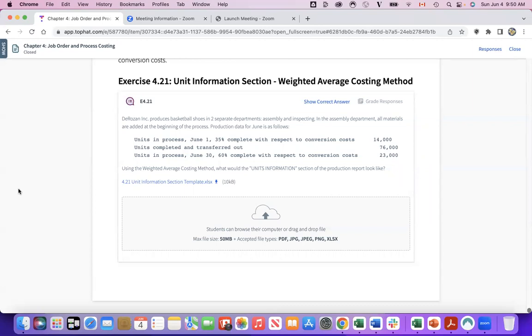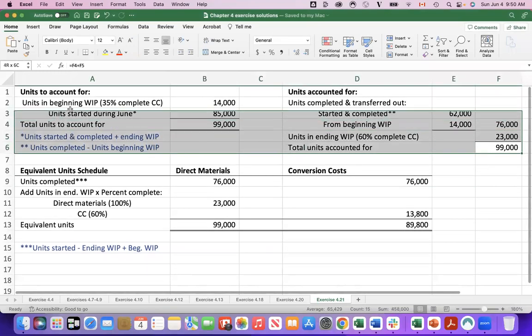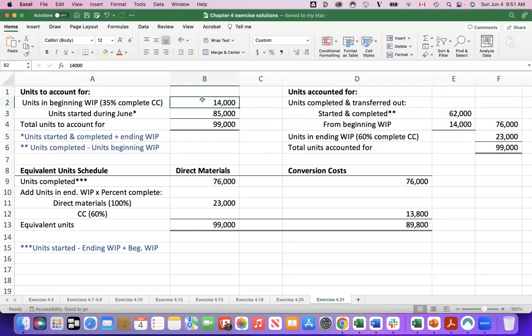Based off of this, they want us to prepare the units information section of a production report, assuming the weighted average costing method. So again, the top part is not going to differ from what we did in exercise 420 under the FIFO method. We're going to get the same information. So if we look at units to account for, we started with 14,000 units in beginning work in process. To figure out how many units we started in June, we need this formula here, units started and completed plus ending work in process, but we need to figure out that started and completed.